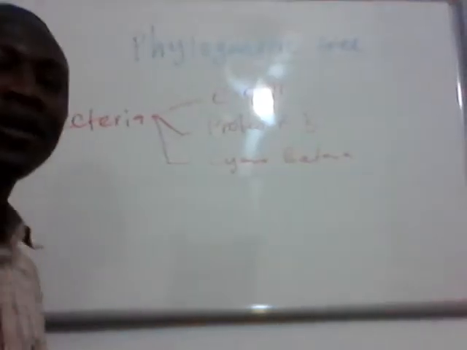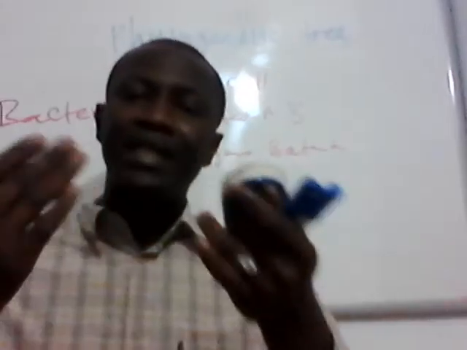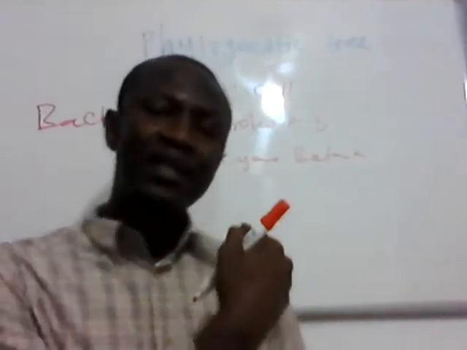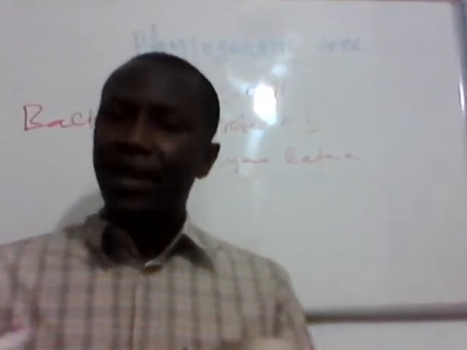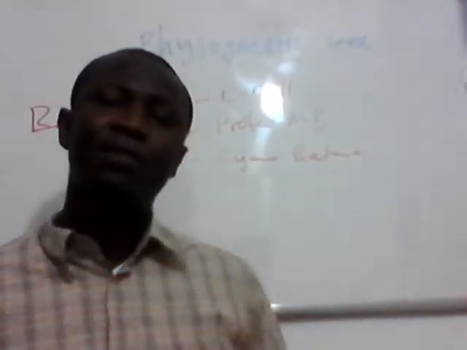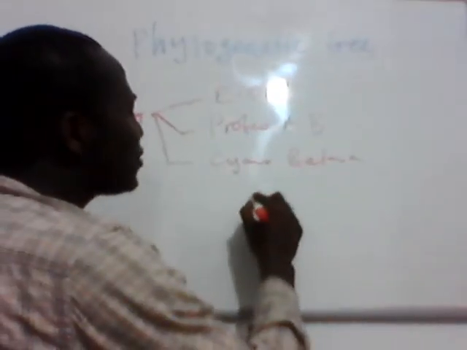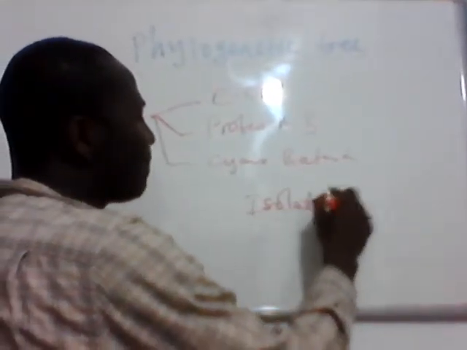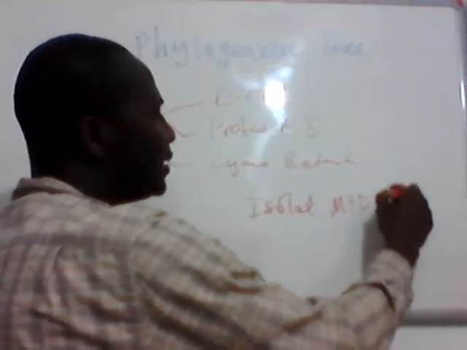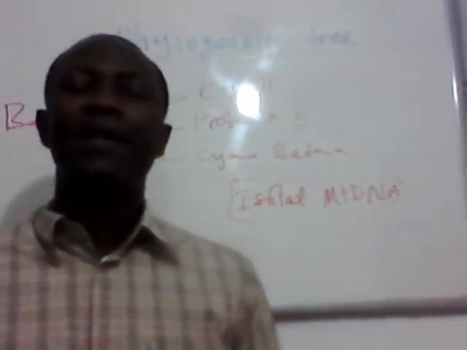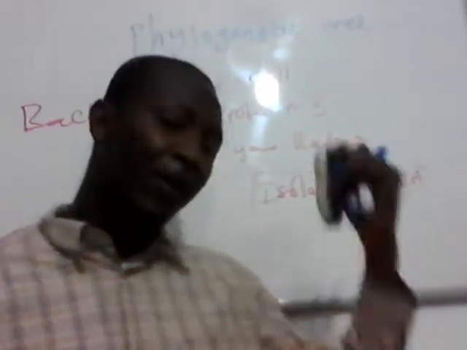So here, basically what we do is we try to construct a tree based on the type of molecular marker that you are using. Now suppose you are doing these types of studies by using the mitochondrial DNA of these species. The first thing that you need to do is isolate your mitochondrial DNA. You need to extract your mitochondrial DNA from the total genome of all these organisms.